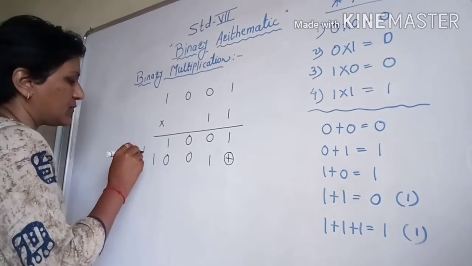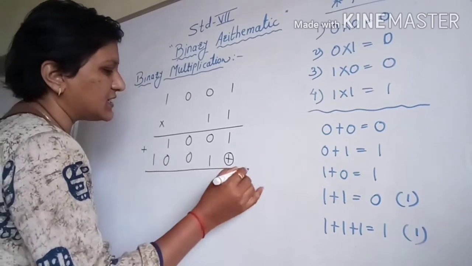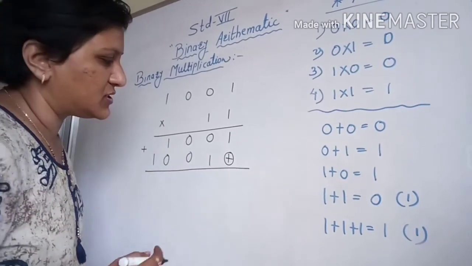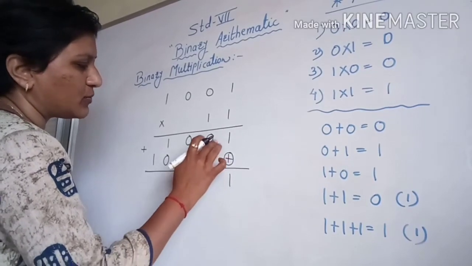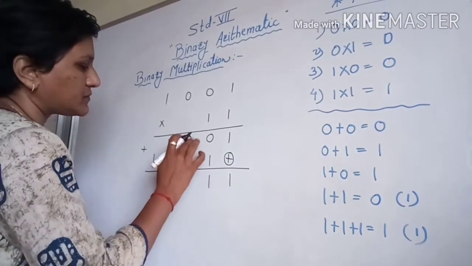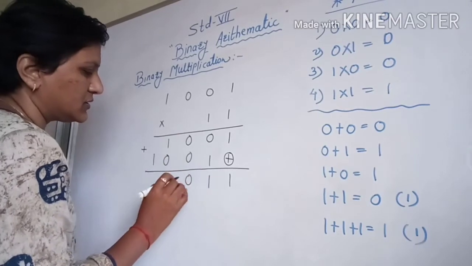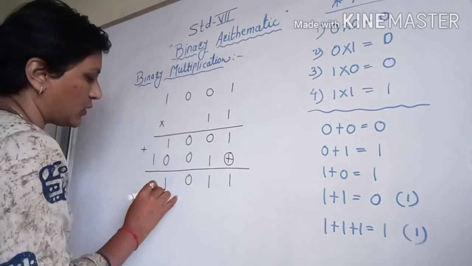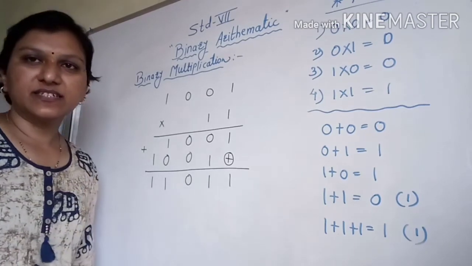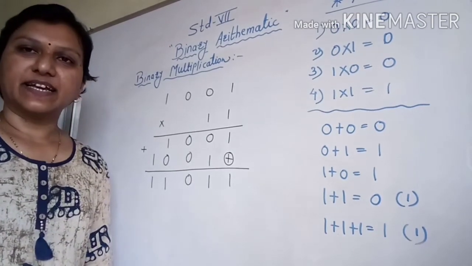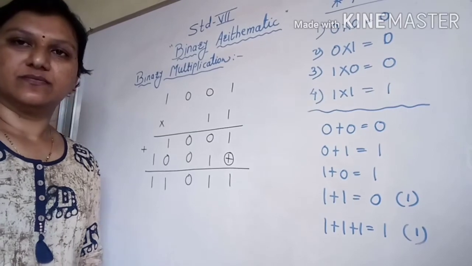So now I am going to add these two numbers as we do in the decimal number system. 1 plus none will have the value 1. 0 plus 1 will have the value 1. 0 plus 0, 0. 1 plus 0, 1. And 1 will be written as it is. This is again the simple second example of multiplication.